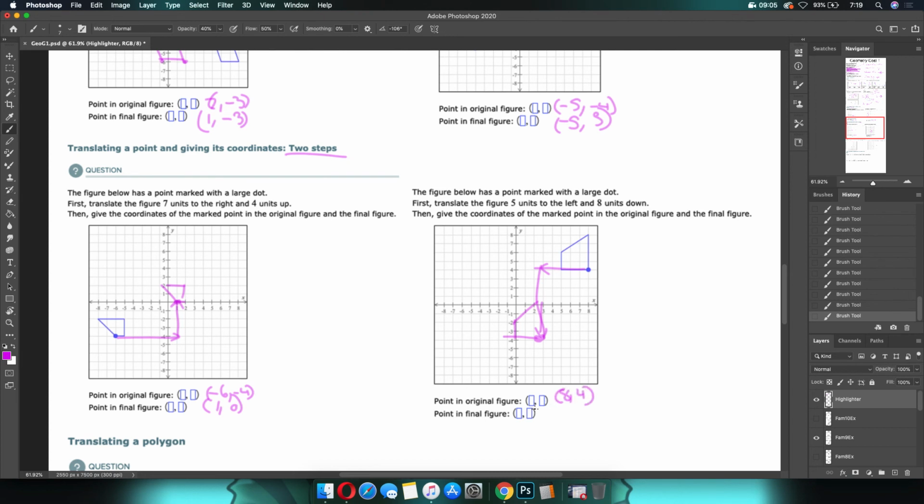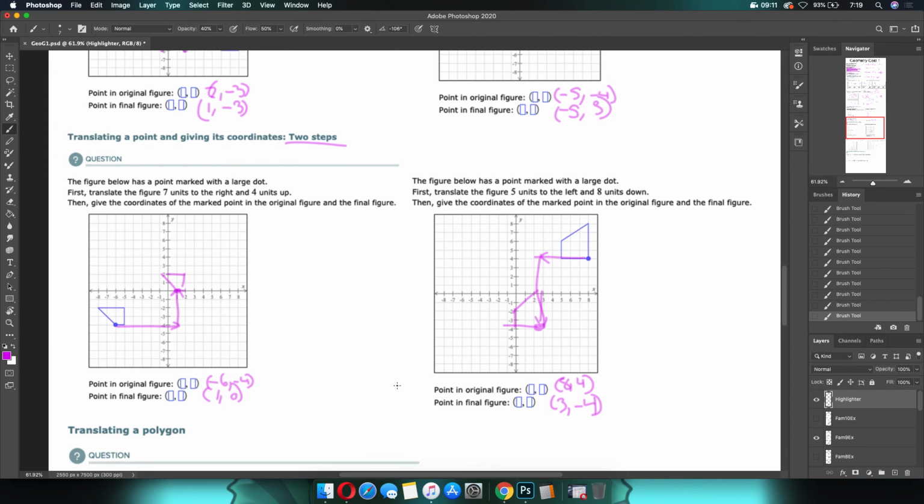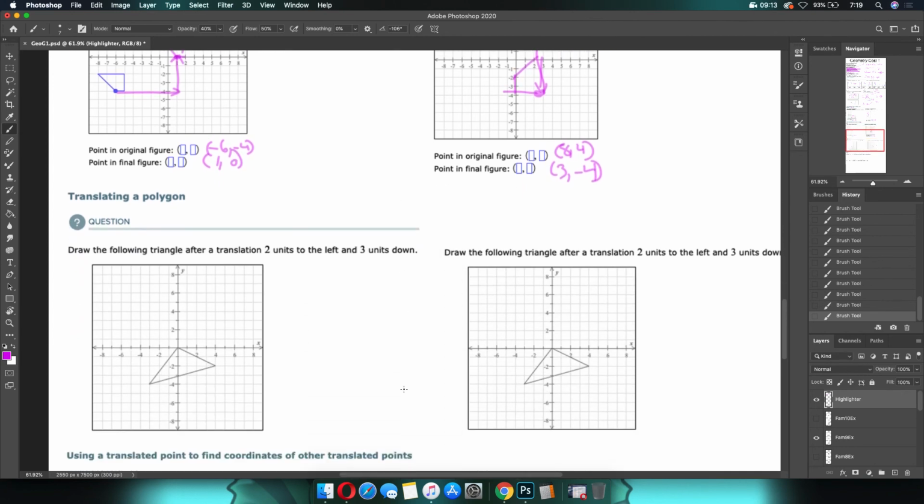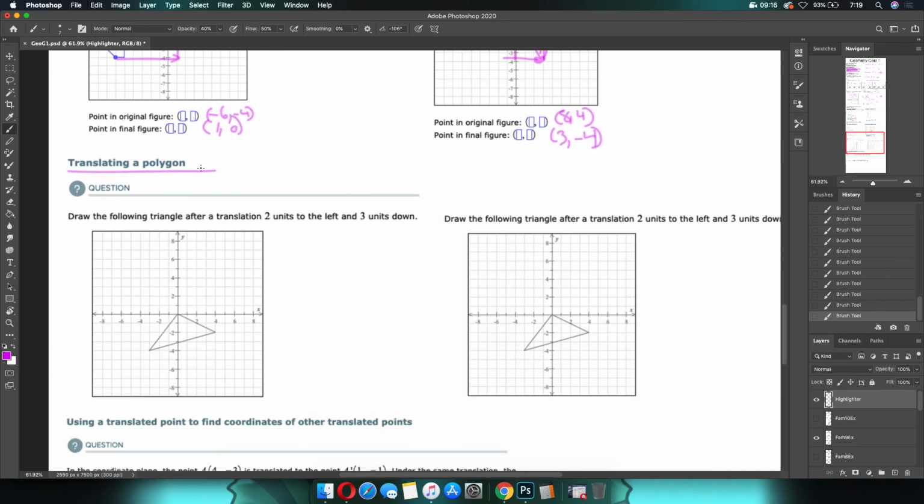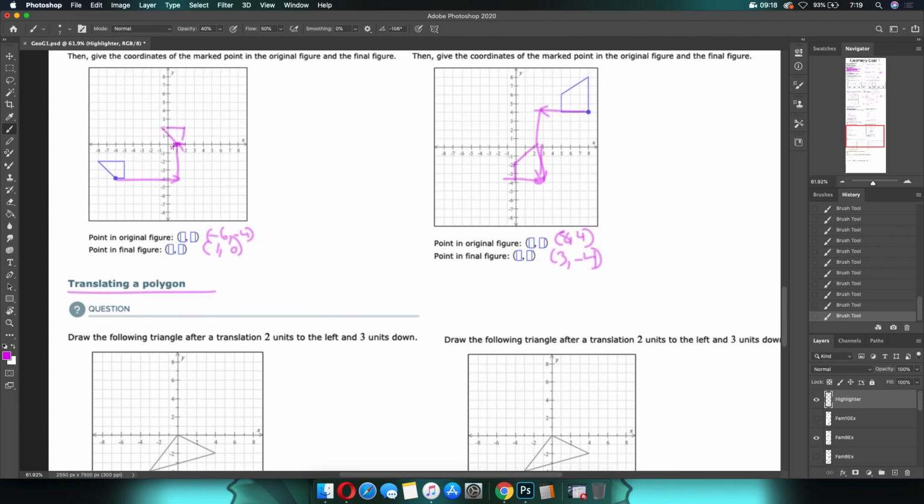And now what's the point of the final figure? It is 3, negative 4. So we're just getting you used to how the translating is. Now let's take it even a step further. Now we're translating the whole darn thing, which is, if you notice, what I've been doing with these shapes, just to make sure that I knew what I was doing.